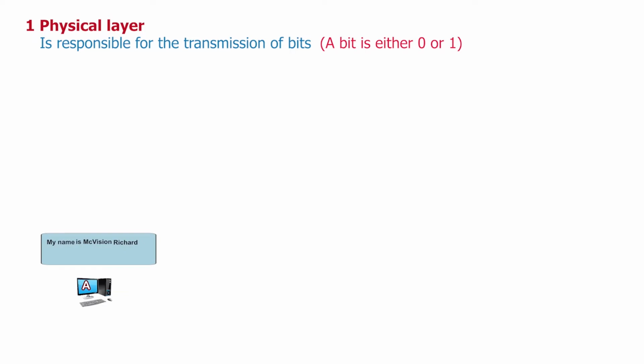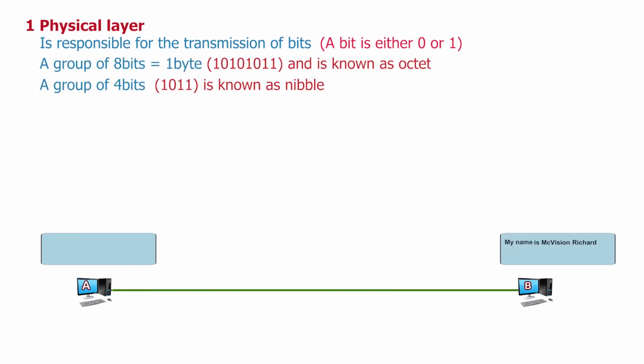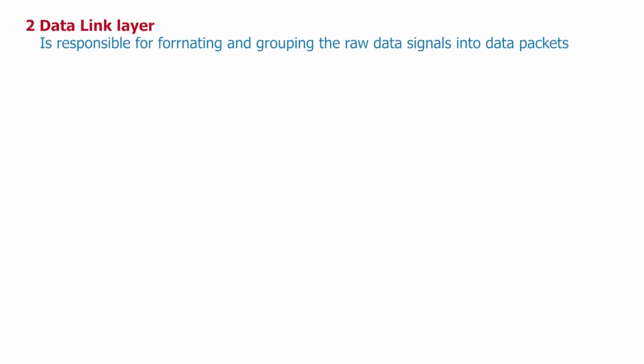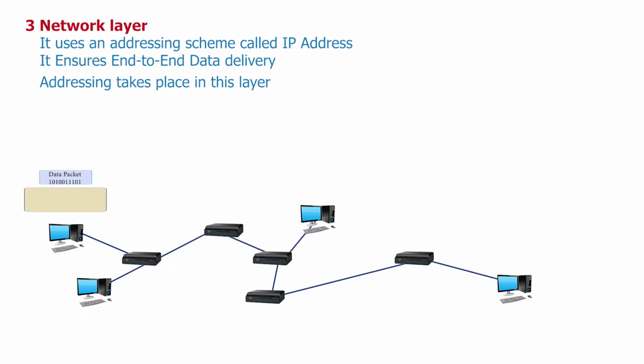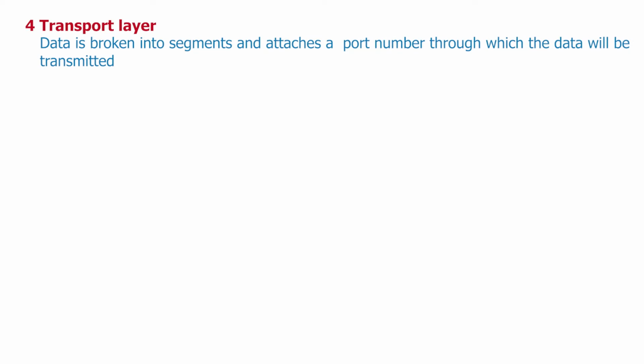We also learnt what happens at layer 1, that is, the physical layer, through layer 3, that is, the network layer. Kindly watch part 1 of this lesson before you continue with this one if you haven't done so. In today's lesson we will continue with layer 4, that is, the transport layer. In this layer, data is broken into segments and the necessary port number through which the data should be transmitted is attached. To explain this further, let's consider the following scenario.